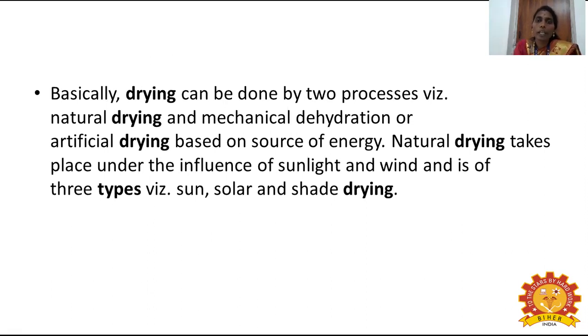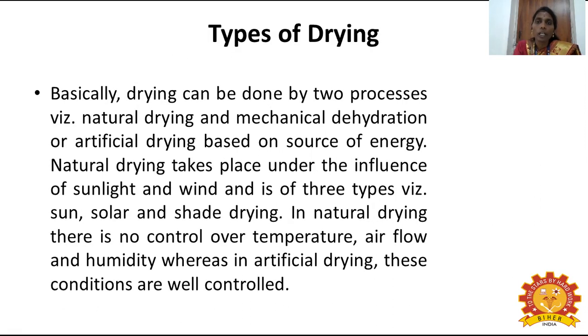Basically, drying can be done by two processes: natural drying and mechanical dehydration, or artificial drying, based on the source of energy. Natural drying takes place under the influence of sunlight and wind and is of three types, that is sun, solar, and shade drying. Types of drying: drying can be done by two processes, natural drying and mechanical dehydration, or artificial drying, based on the source of energy.